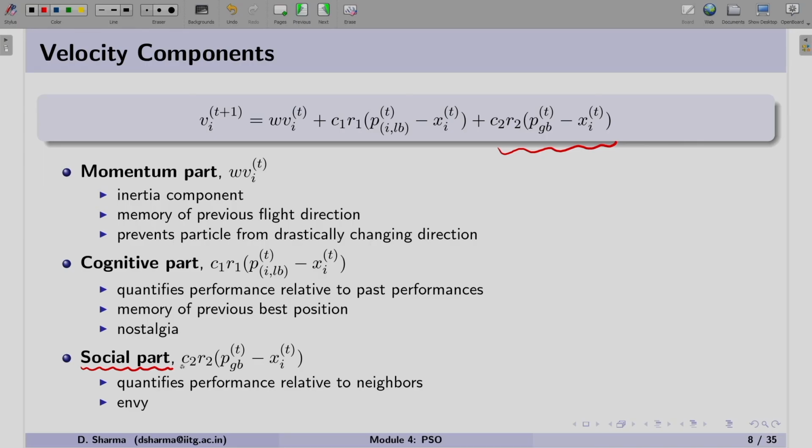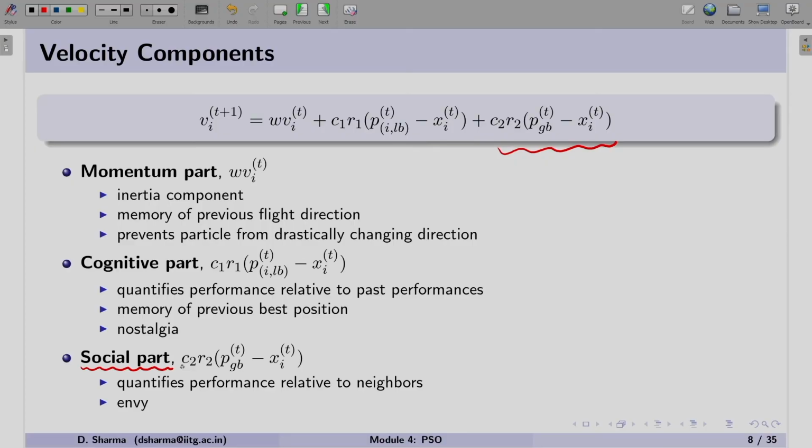So, in this case the particle saves its best position so far, and it also changes the pattern based on the best fitness of any particle in the swarm. So, that is why it is called the social part here. This particular part quantifies the performance relative to the neighbors.